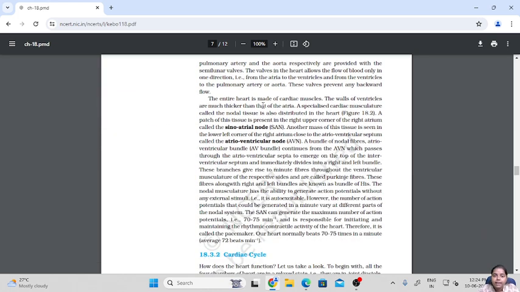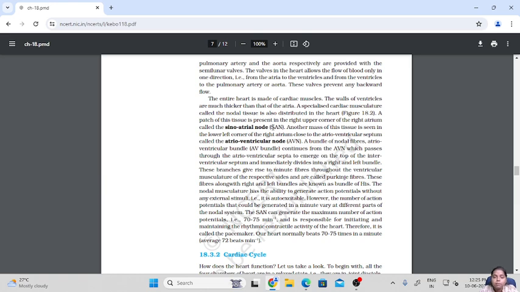The entire heart is made up of cardiac muscles. The walls of the ventricles are much thicker than those of the atria. A specialized cardiac musculature called the nodal tissue is also distributed in the heart. A patch of this tissue is present in the right upper corner of the right atrium, and that is called the sinoatrial node.